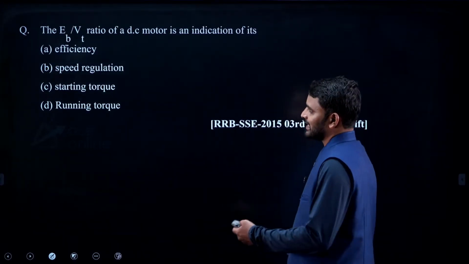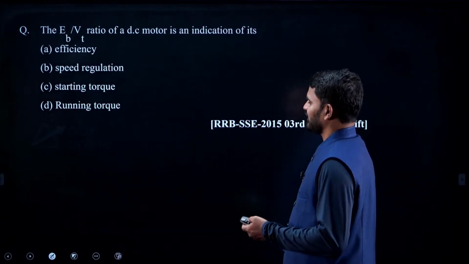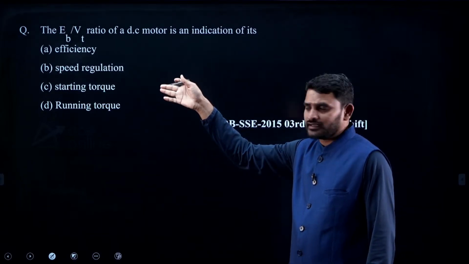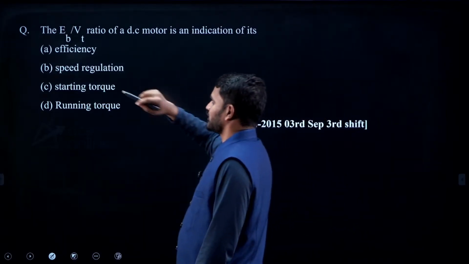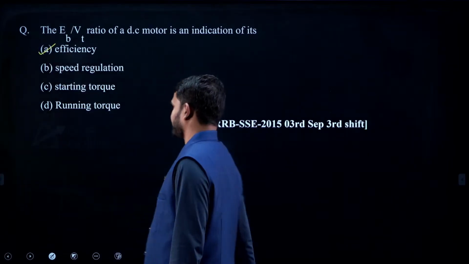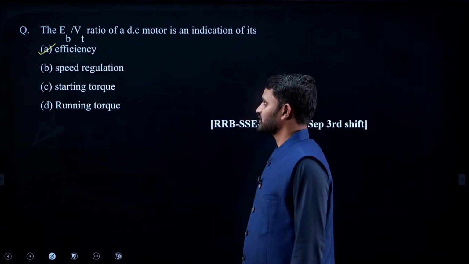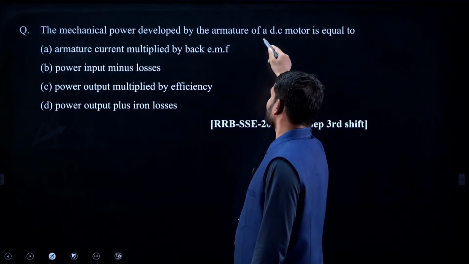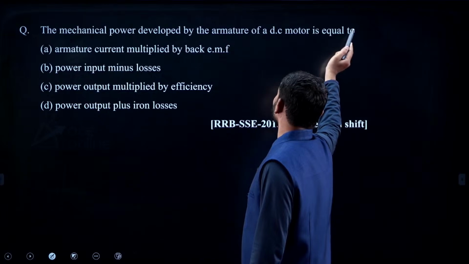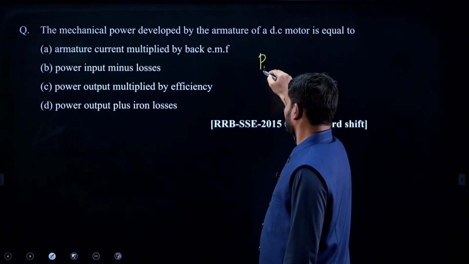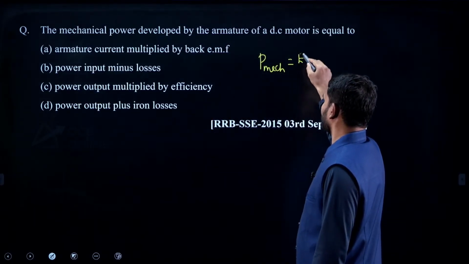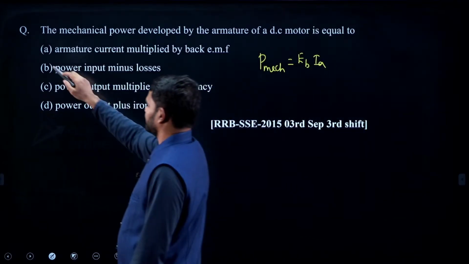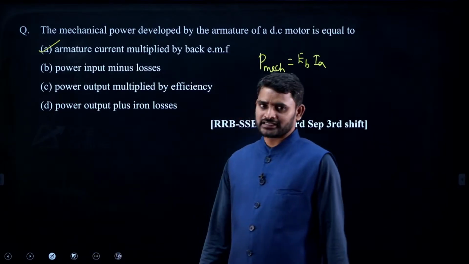Right. See, the ratio EB by VT of a DC motor is an indication of what? Output by input, na? Back EMF by voltage. It's like output by input. So it indicates efficiency. Right. Now you see, the mechanical power developed by the armature of a DC motor is equal to P mechanical. We have solved the equation. P mechanical is equal to what? EB into IA. Armature current into back EMF. Option A is the correct answer.